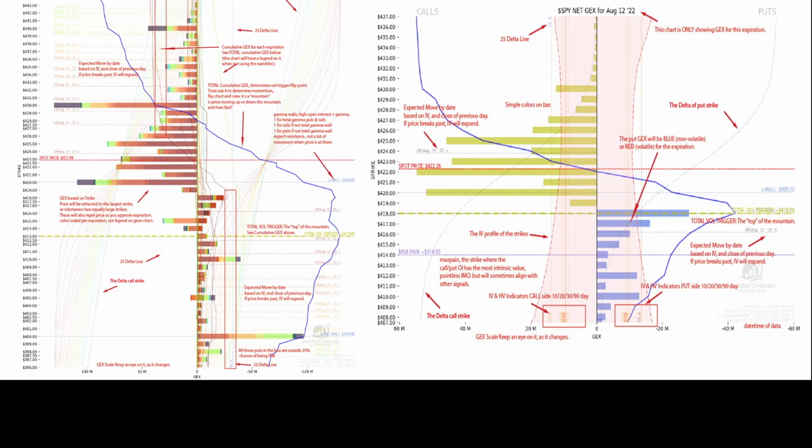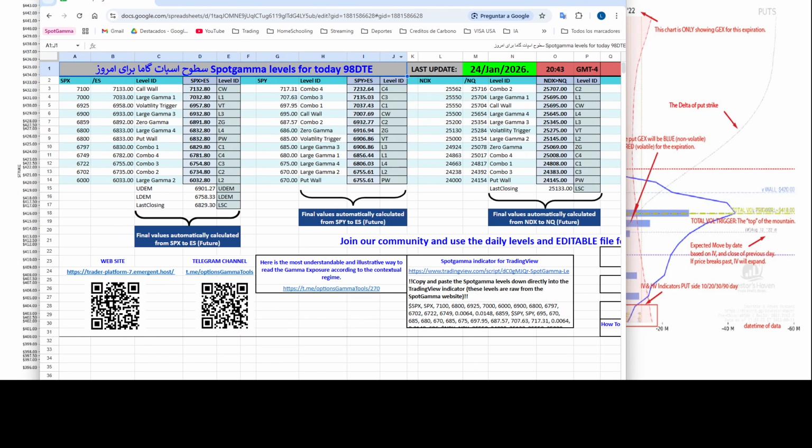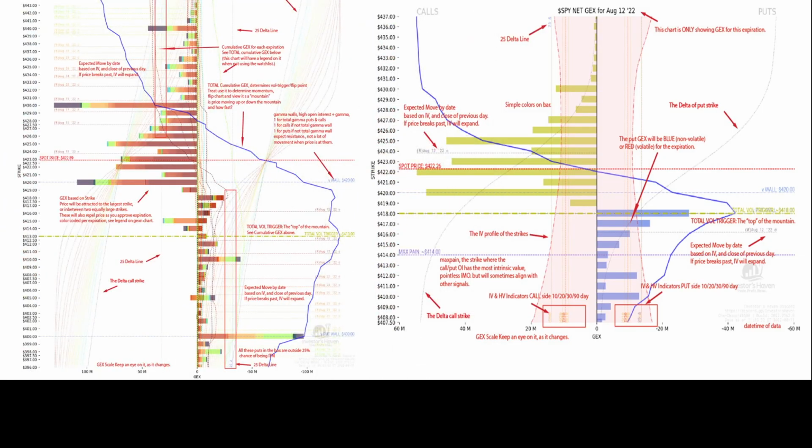All these levels here. For example, this is how you can see the large gamma 1, this is the large gamma 2, this is the large gamma 3, and this could be the large gamma 4. This is how SpotGamma classifies the large gamma.